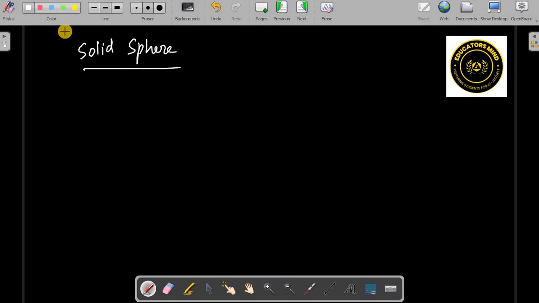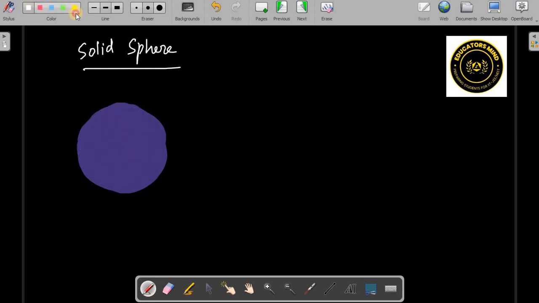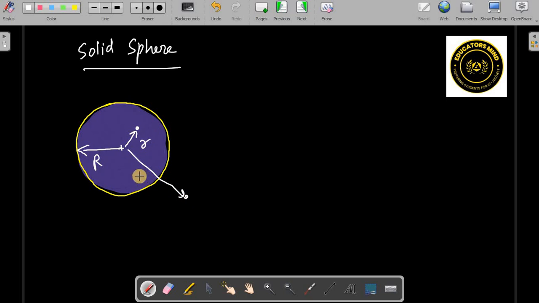This is an important result we should know. Solid sphere means the material is present throughout the volume, a big sphere. So let us say the radius of this solid sphere is R. Take any point inside and take any point outside.